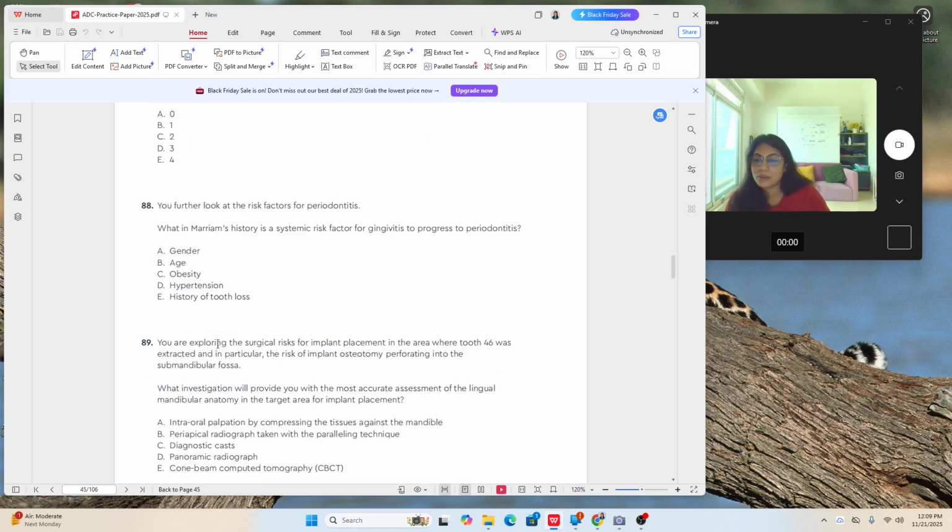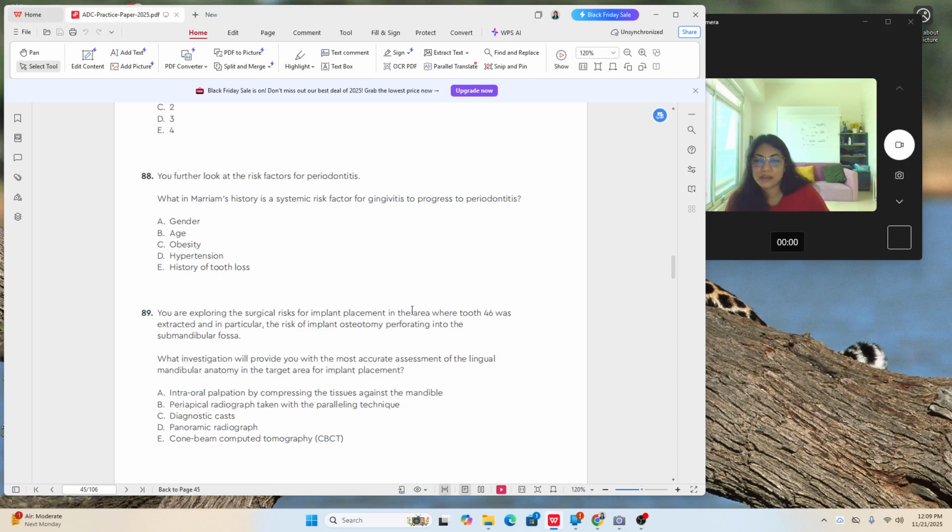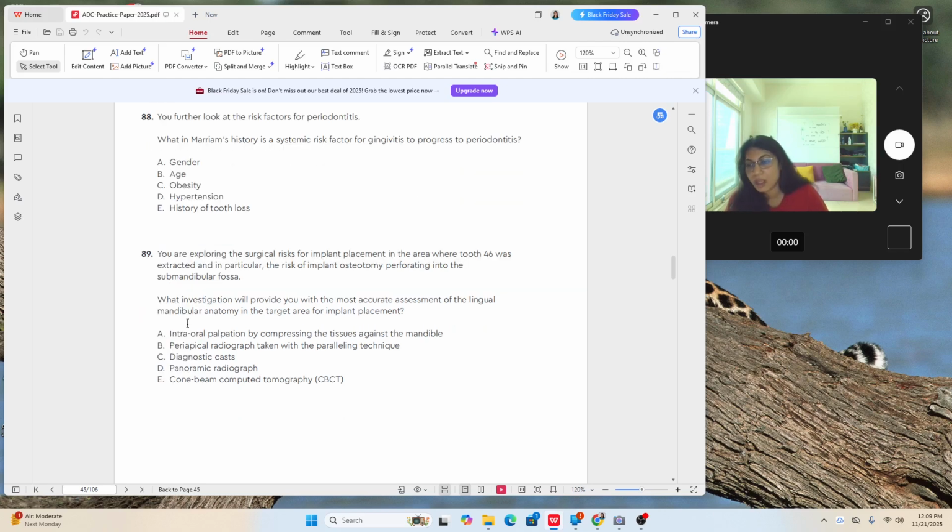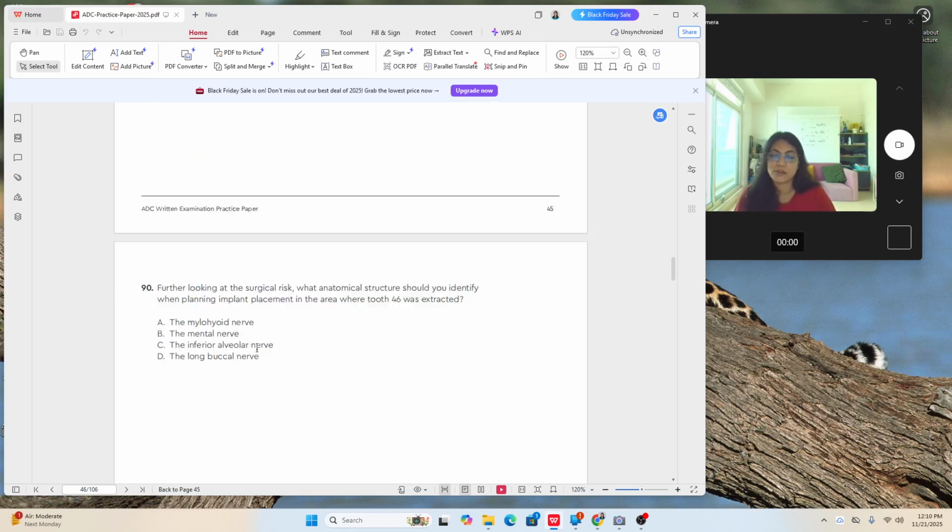Now you are exploring the surgical risks for implant placement in the area where tooth 4-6 was extracted, and in particular the risk of implant osteotomy perforating into the submandibular fossa. What investigation will provide you the most accurate information? Whenever they say you have to place an implant, you have to do a third molar extraction, eyes closed, the answer is CBCT. Don't even look at any other options. Option E becomes your choice.